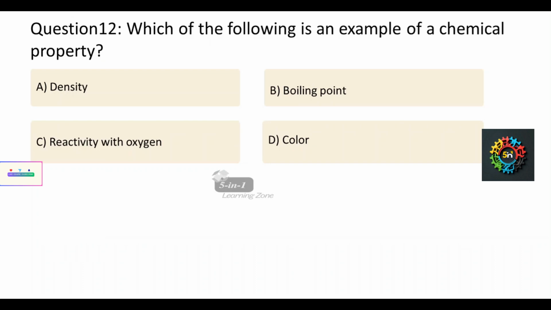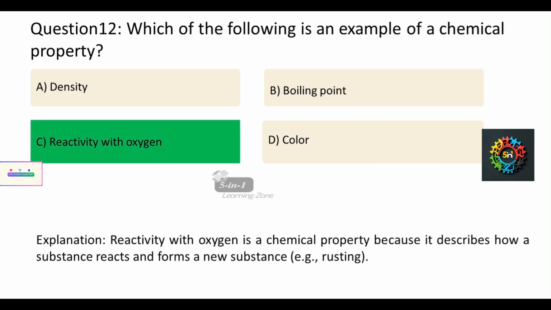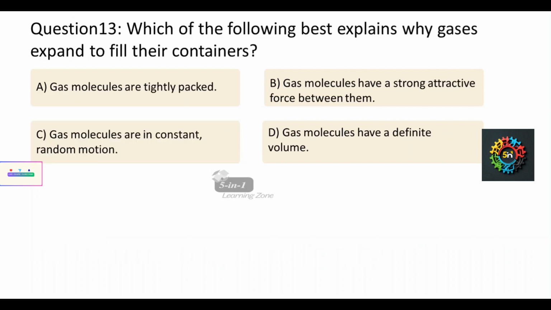Question 12. Which of the following is an example of a chemical property? Correct answer: C. Reactivity with oxygen. Explanation: Reactivity with oxygen is a chemical property because it describes how a substance reacts and forms a new substance. Example, rusting.